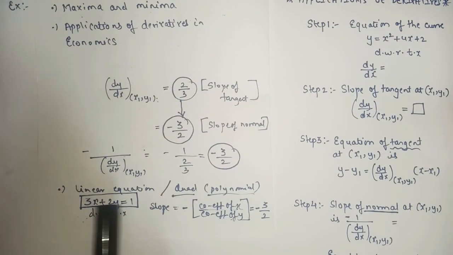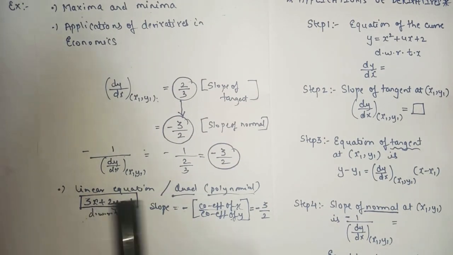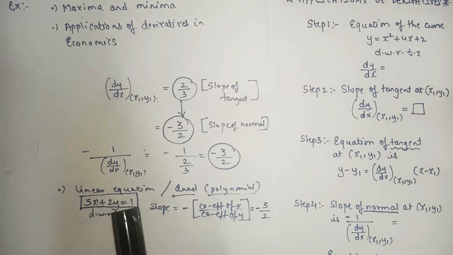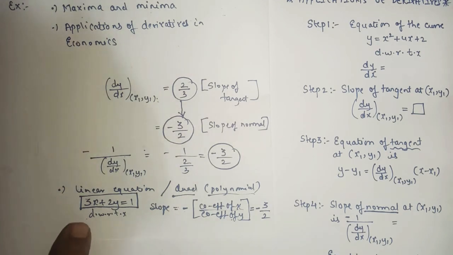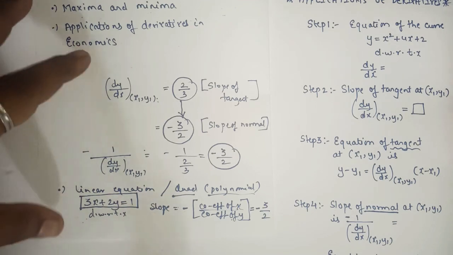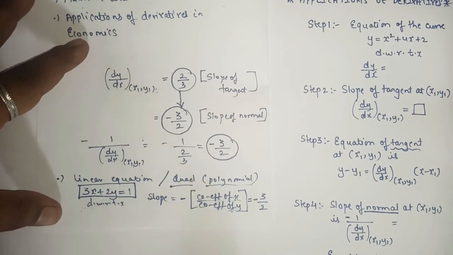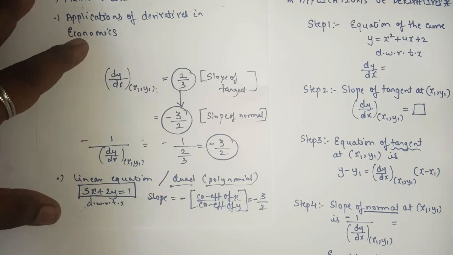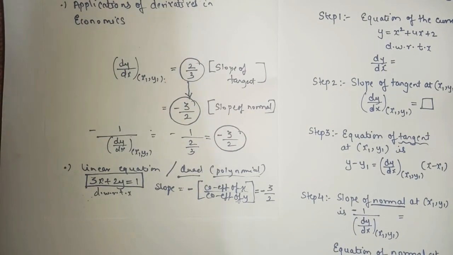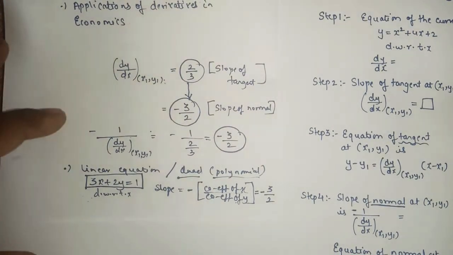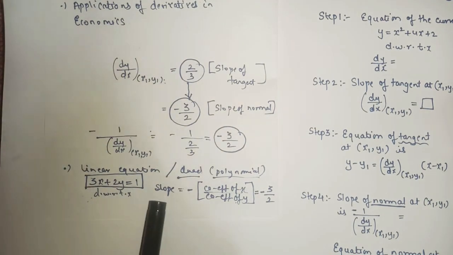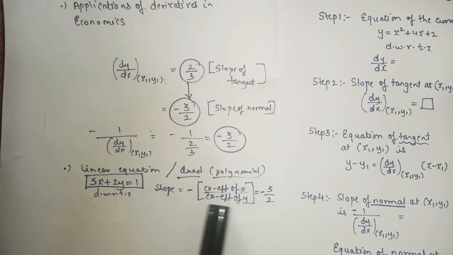Whenever you have a linear equation, apply the formula to get the slope. Don't differentiate with respect to x to get dy by dx. Here also, when you differentiate this part, you will get the same answer. But with the help of the formula we can find the answer, as the formula was there in 10th standard: the slope is minus coefficient of x upon coefficient of y.